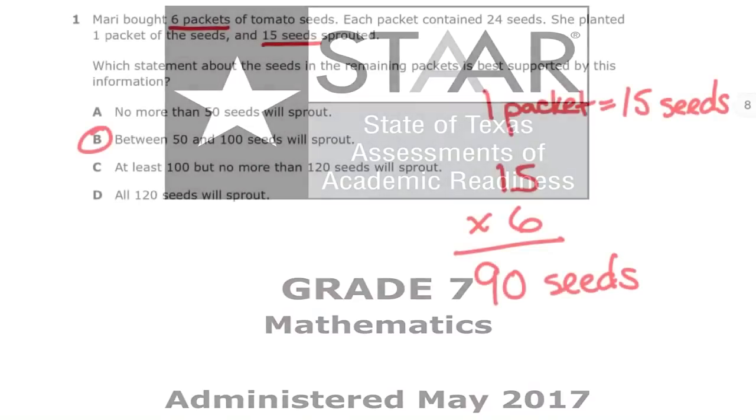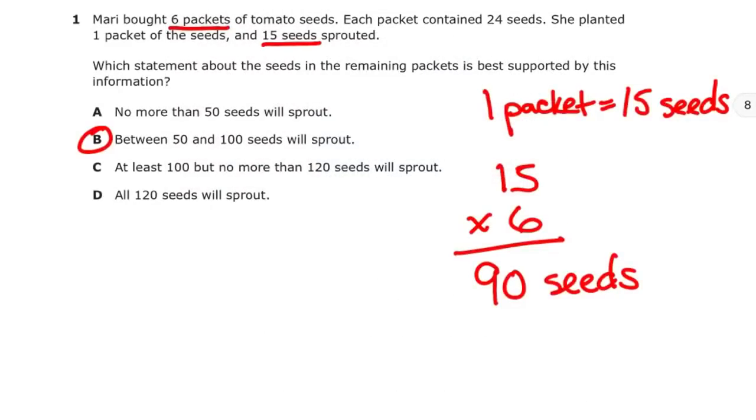For number 1, Marie bought 6 packets of tomato seeds. Each packet contained 24 seeds. She planted 1 packet of the seeds and 15 seeds sprouted. Which statement about the seeds in the remaining packets is best supported by this information? So basically, I underlined the 2 key points that we need to pay attention to.